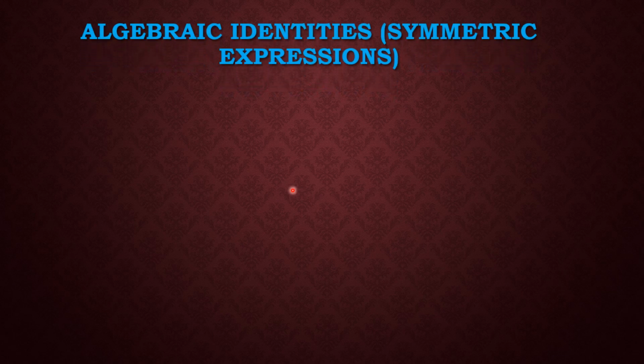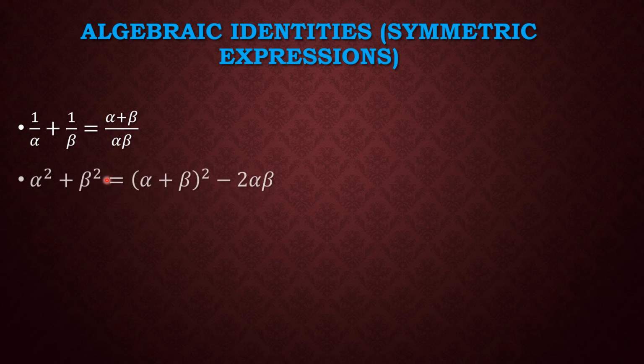So we are going to bring this idea into algebraic identities of quadratic expression, which we normally call symmetric functions or symmetric expressions. So let's look at the first symmetric expression. When you have 1 over alpha plus 1 over beta, where alpha and beta are the roots, it can be put in the form alpha plus beta divided by alpha beta. And when we have alpha squared plus beta squared, it can also be put in the form alpha plus beta all squared minus 2 alpha beta.